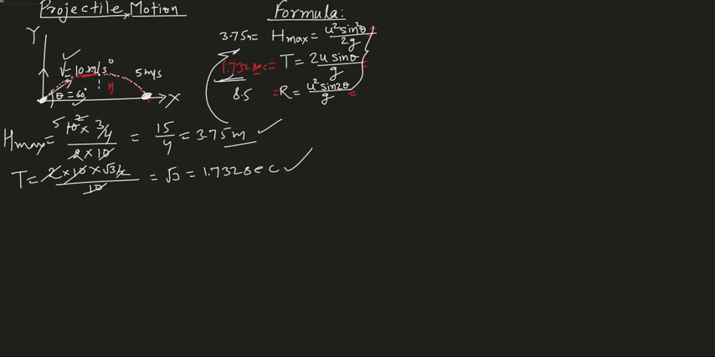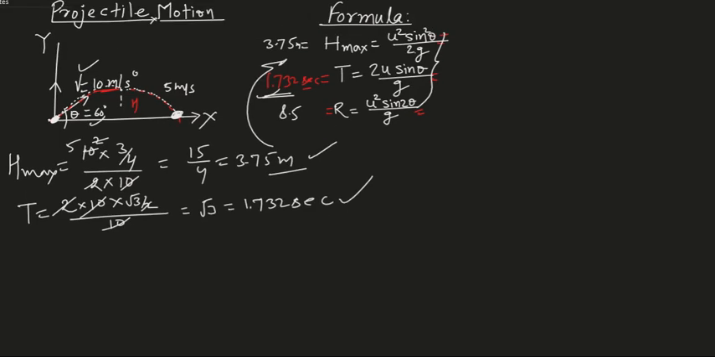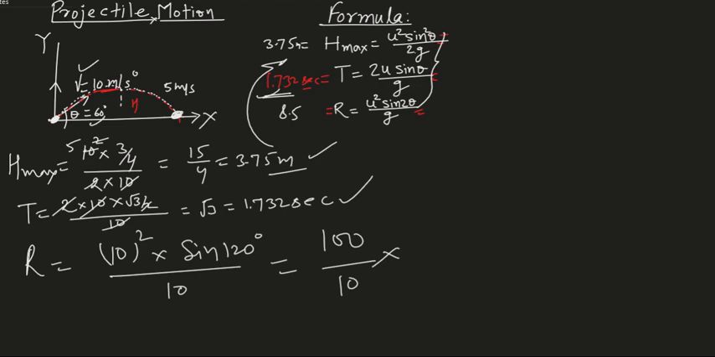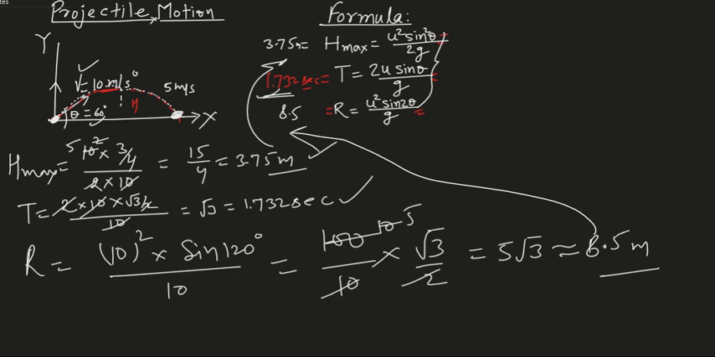Now, okay, now calculate range. Range from this formula is u square sin 2 theta, sin 120 degree, divided by g. What is u? u equal to 10, g is 10. So this becomes 100 by 10 into sin 120, which is root 3 by 2. So this is 10 into root 3 by 2, which is 5 root 3, approximately 8.5 meter. This answer is also verified.